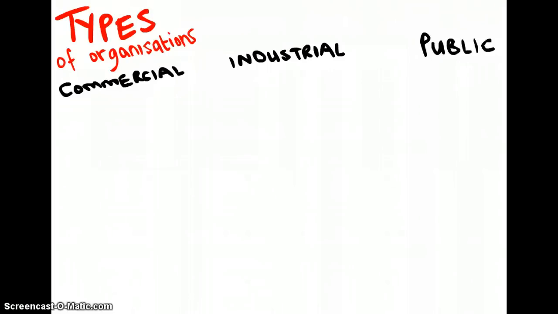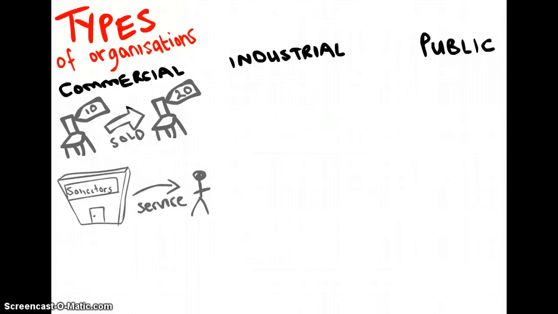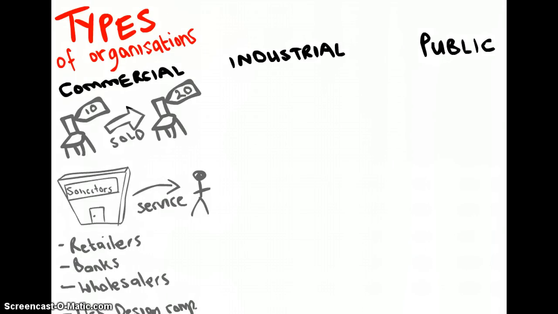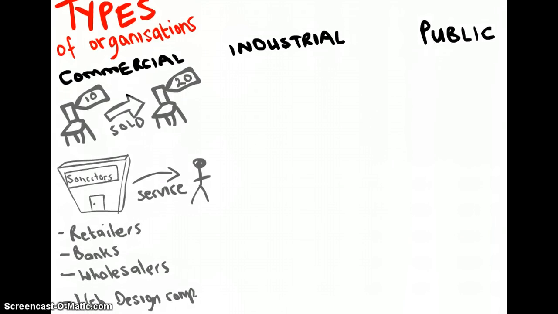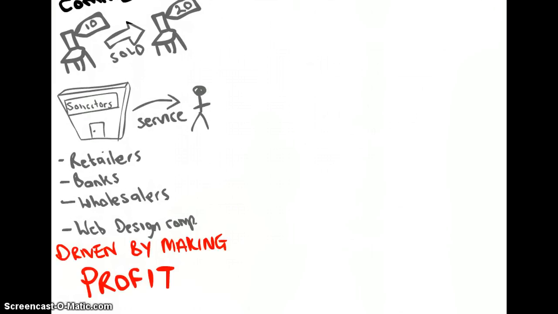So let's take commercial for example. Commercial organisations tend to buy products at a cheap price and then they sell them for a profit. Other commercial organisations might supply a service. So for example, a solicitor provides a service to a client. Other examples are retailers, banks, wholesalers, or web design companies. Their core focus is to make a profit. They're driven by making a profit.